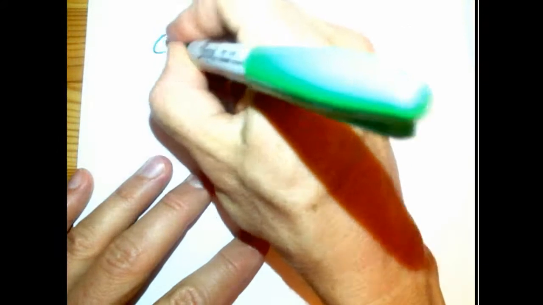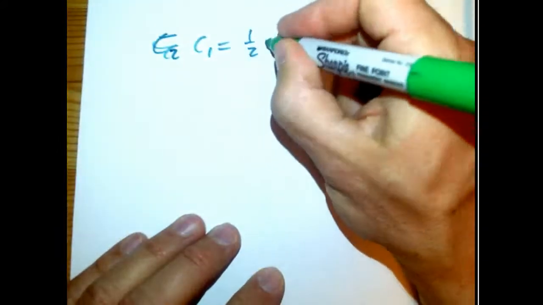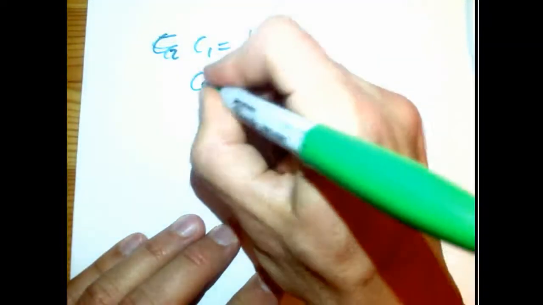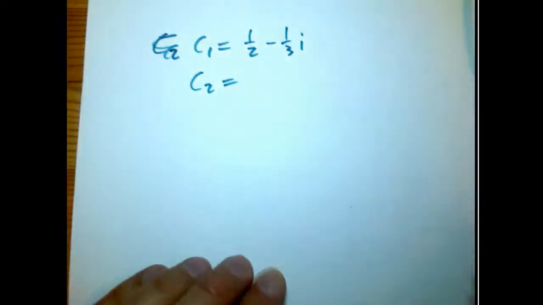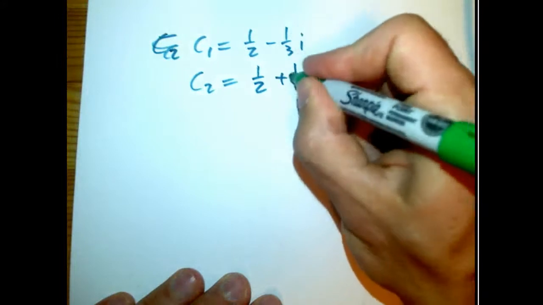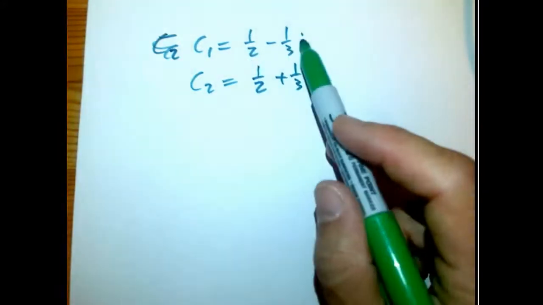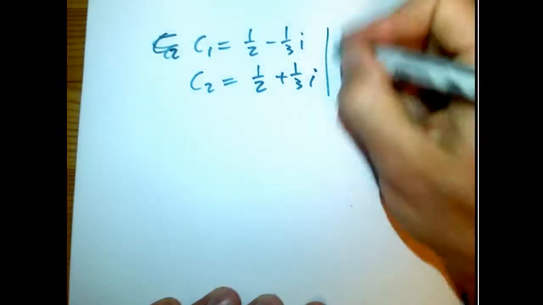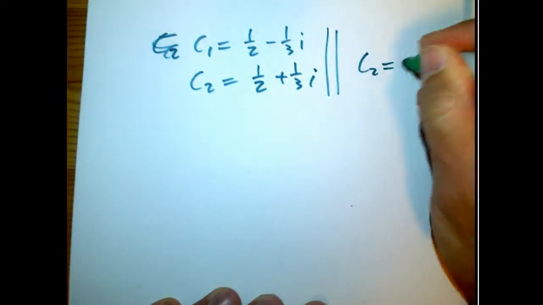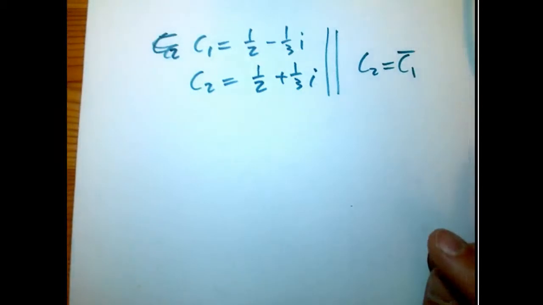So C2, well, let's just write down C1 again. C1 is 1/2, we'll write in the standard order, minus 1/3 i. C2 is 1 minus that, and so the 1/2 stays the same, and then this just flips. If I take 1 minus a half, it's a half, and 1 minus the minus flips that guy. Well, what do you notice about C1 and C2? C2 is C1 bar.